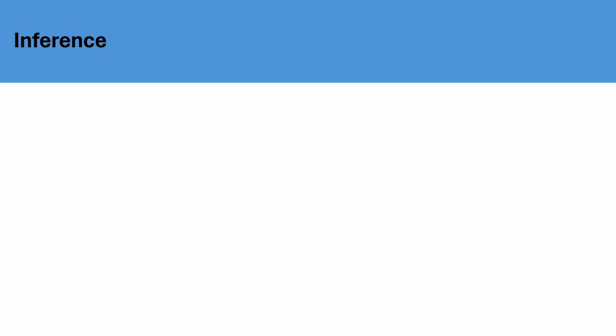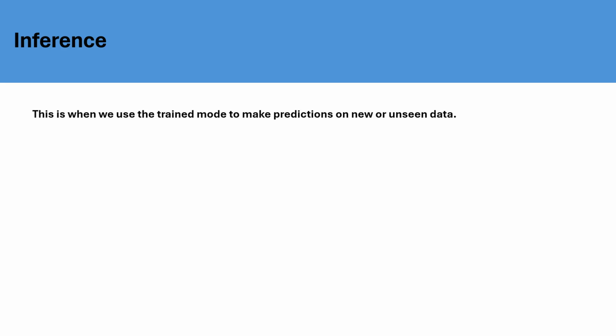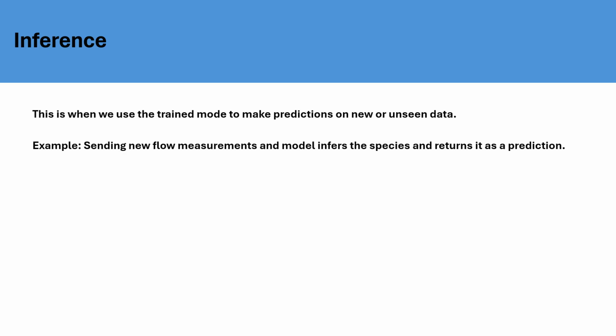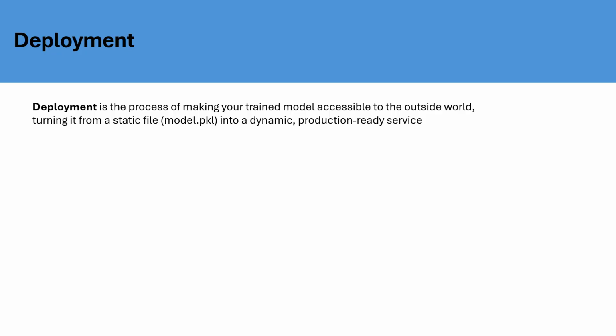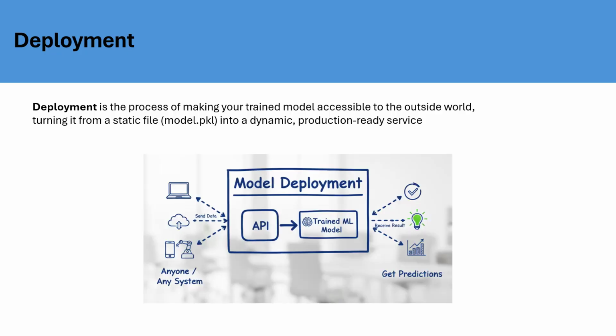This file stores what the model has learned. And next we have inference. Inference is when we use that trained model to make predictions on new data, like sending flower measurements and getting back the predicted species. And deployment is the process of making that model accessible, usually via an API, so anyone or any system can send requests and get predictions. This is where tools like Docker and Kubernetes come in. They help us package, scale, and manage our machine learning services just like any modern microservice.